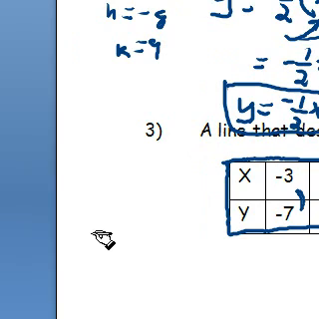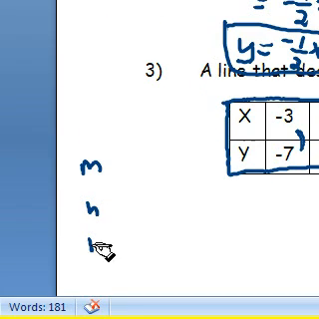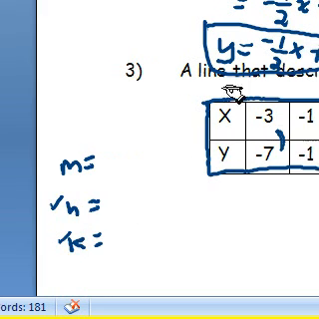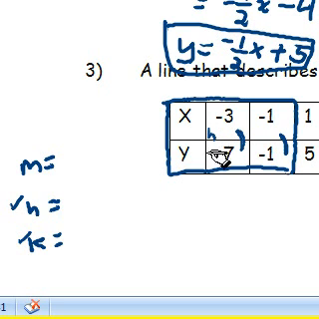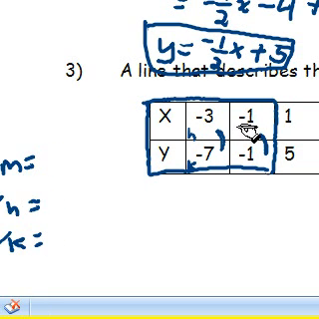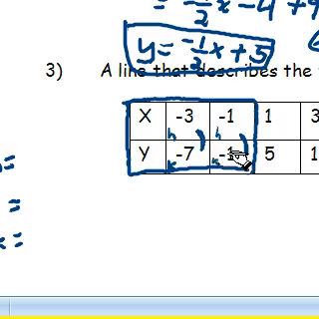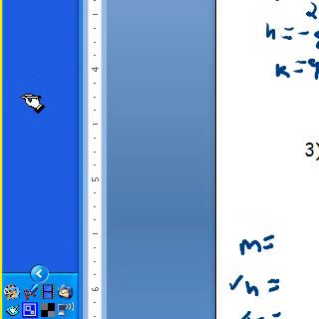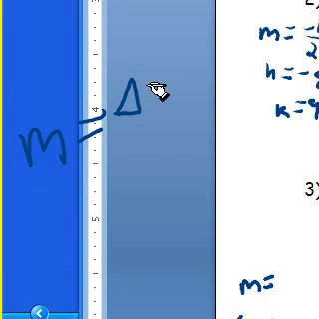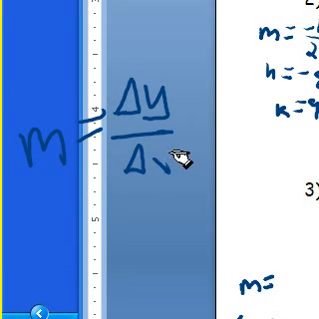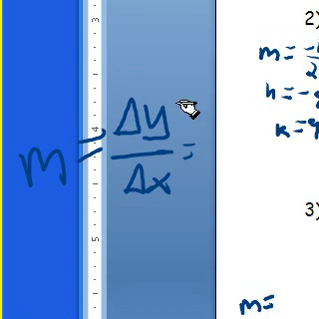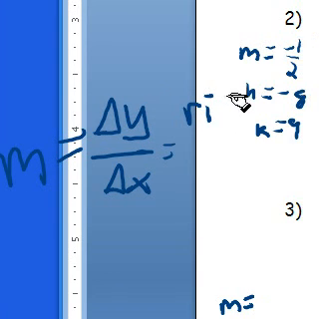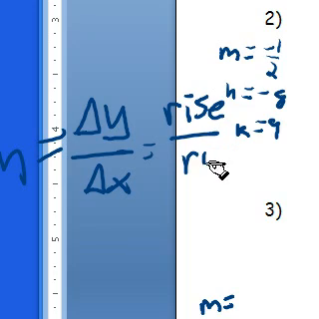Okay, but hold on, we need an m, we need an h, and we need a k in order to use our point-slope form. Well, these two are no problem because we have a possible h and a possible k in each ordered pair, but we need a slope. Well, we know that slope equals change in y over change in x, right? Because isn't change in y the same idea as our rise over our run?